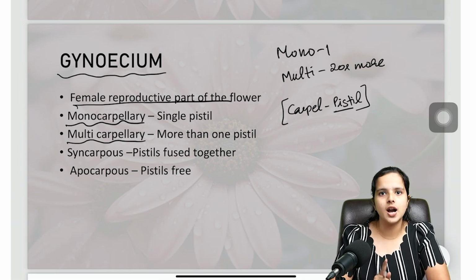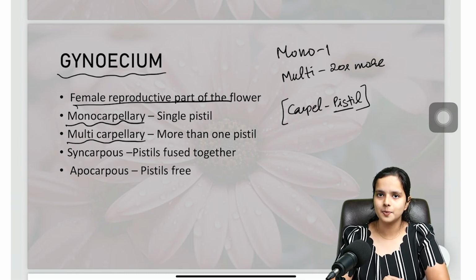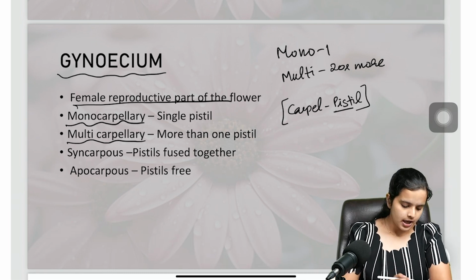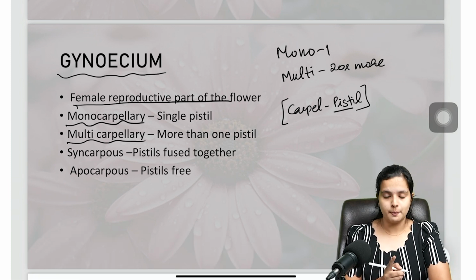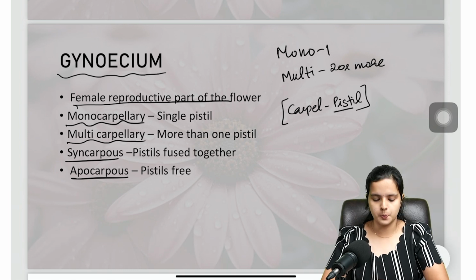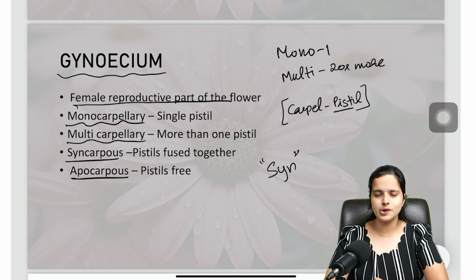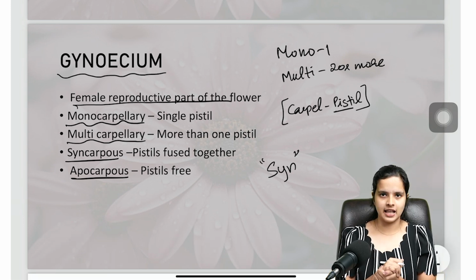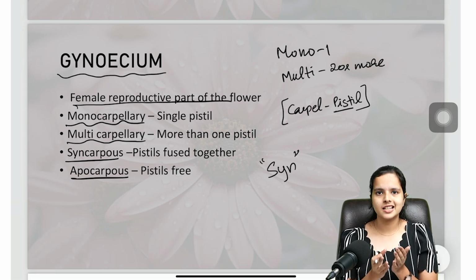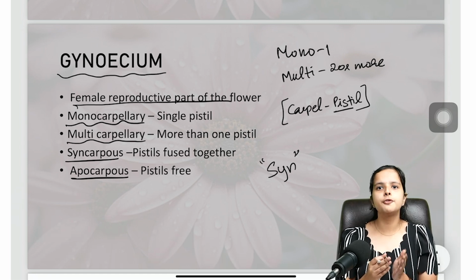So if a plant has only one carpel, you call it monocarpellary. And if a plant has two or more carpels, then you call it multicarpellary. Now, there are two other terms which you should be familiar with, that is syncarpous and apocarpous. What do you mean by the term syn in general? Syn usually depicts a kind of fusion. So syncarpous means the carpels are fused. If it is a multicarpellary condition, the carpels can be free or fused.